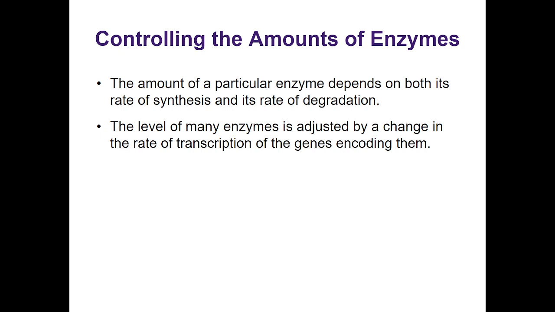So controlling the amounts of enzymes. The amount of a particular enzyme is going to depend on both its rate of synthesis and its rate of degradation. These are two of the main factors that are going to be involved. The level of many enzymes is going to be adjusted by a change in the rate of transcription of the genes coding them. We've actually seen other parts that act on this, but I'm giving you this part. And I'm going to be honest, about this time, we're going to start coming back into stuff we previously learned and layer on some complexity onto it, okay? So if you're wondering why we're revisiting stuff, that's why that happens.